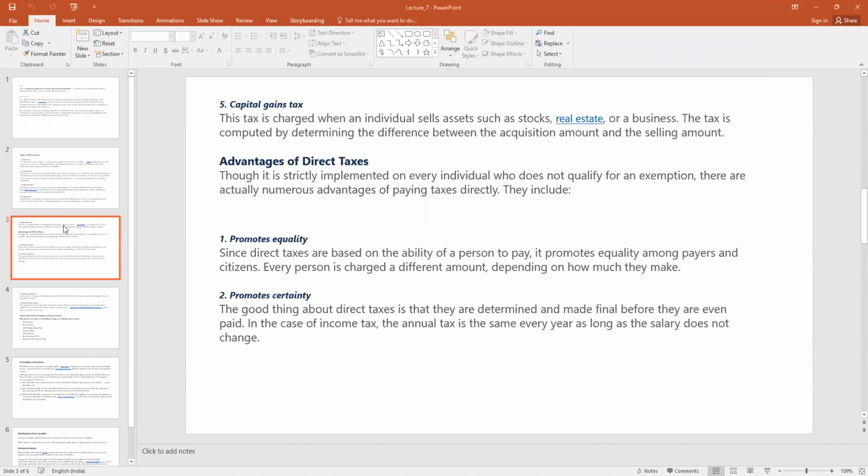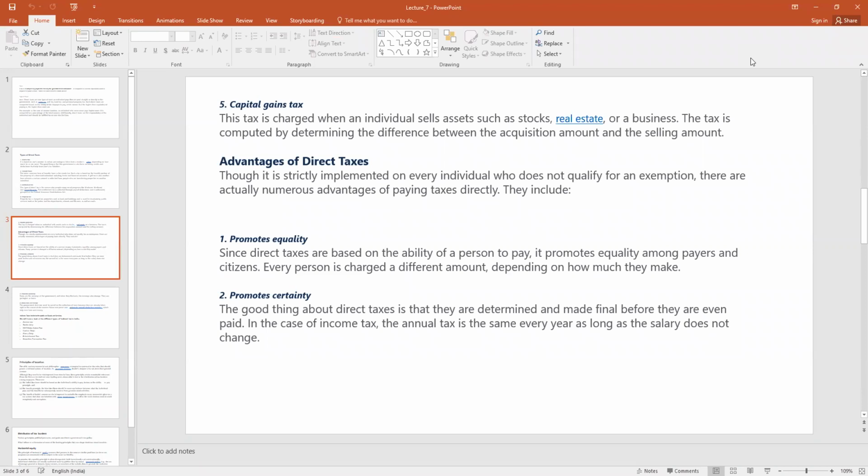Okay. Then we have one more type of direct tax, the fifth one, capital gain tax. Up to this, we'll stop today's discussion, and then we'll move on to the next class. So the fifth one is capital gain tax.